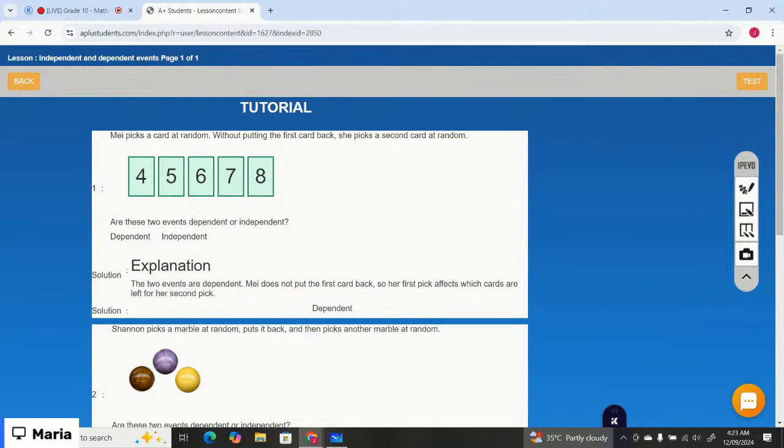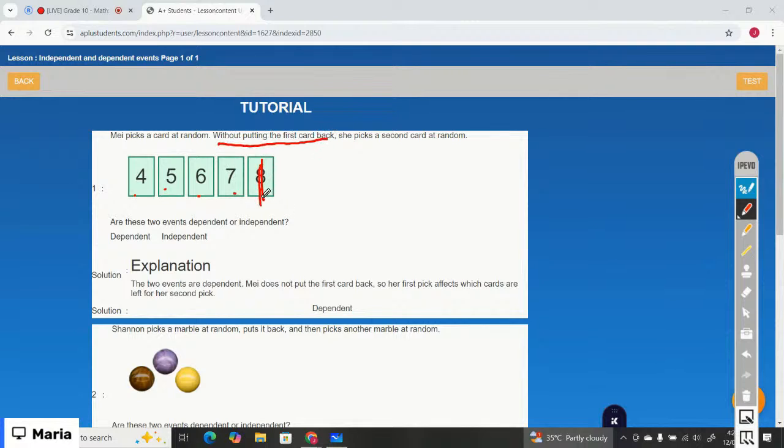So let's just understand dependent and independent events, right? Dependent events are the ones where, if the outcome of the first event affects the outcome of the second event, then they are dependent events. But if the outcome of the first event does not affect the outcome of the second event, then they are independent events. Just look at this example. May picks a card at random. When she is going to pick the card for the first time, she has one, two, three, four, and 5 options, right? Without putting the first card back.